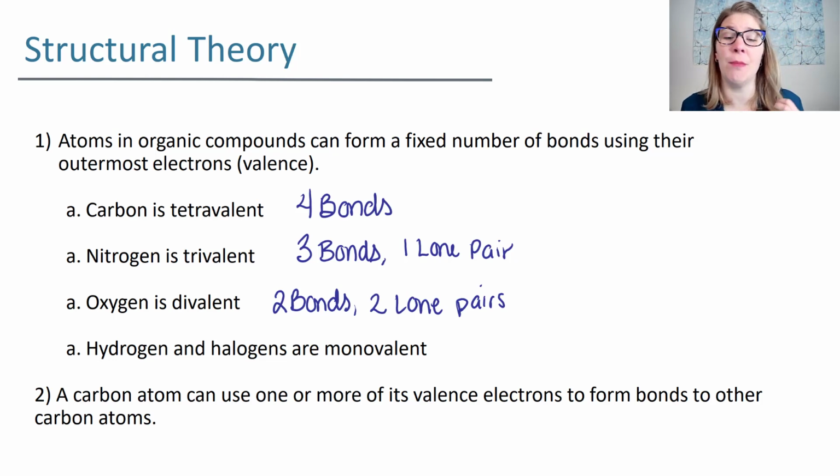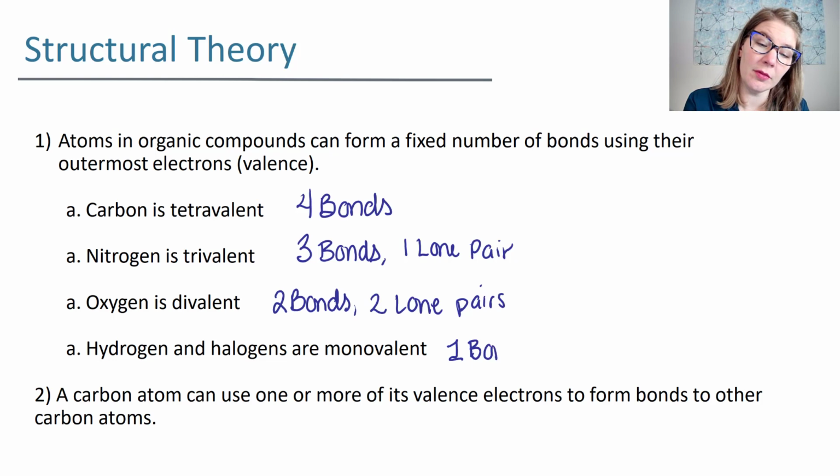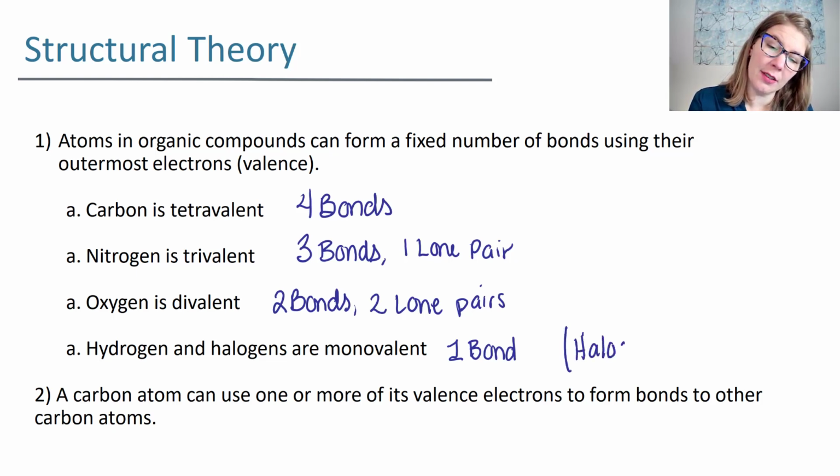Hydrogens and halogens are monovalent. They will form 1 bond. Hydrogen will have 0 lone pairs and 1 bond, whereas halogens will have 1 bond and 3 lone pairs.